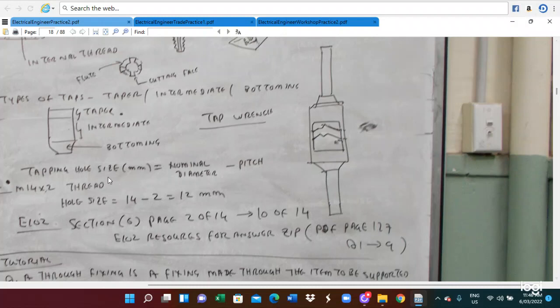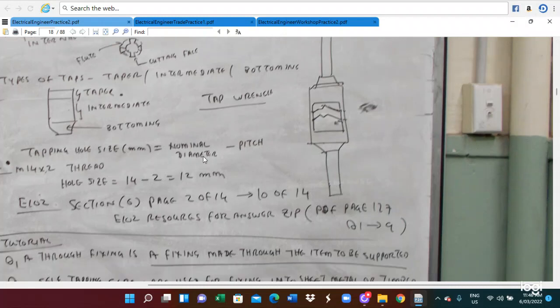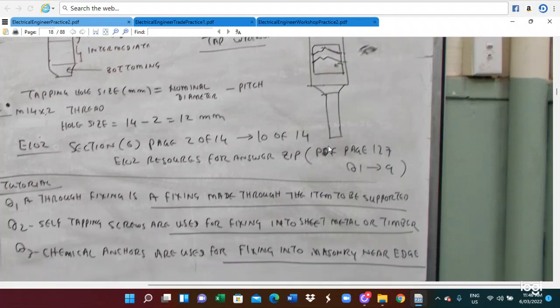The tapping hole size can be calculated by the formula: nominal diameter minus pitch. For example, M14 multiplied by 2 thread. How to cut it? In this case, M14 means nominal diameter 14, and pitch is 2. So the nominal diameter minus pitch is 14 minus 2 equals 12 millimeter. So the hole size is 12 millimeter. You have to cut the thread.